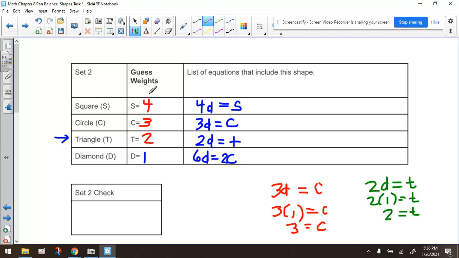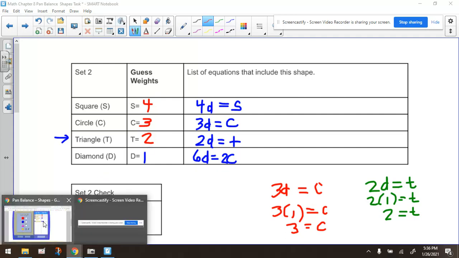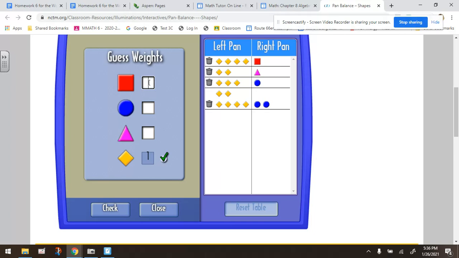All right, so now let's plug these in. So we have square is 4, circle is 3, triangle is 2, and diamond we already know is 1 because they told us that. All right, so let's plug in the numbers and see if that's right. So we said 4, we said 3 on the circle, and the triangle we said 2. Let's see if we're right. So we're going to check it, and we have all checks, so that's when you know you're good to just keep those numbers in your table. Those are good to go.